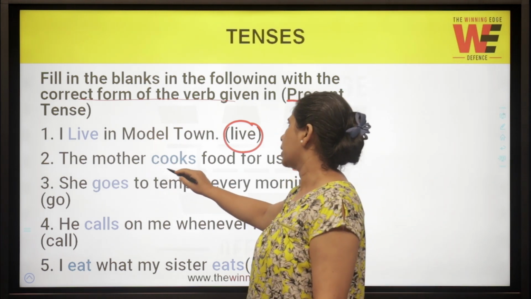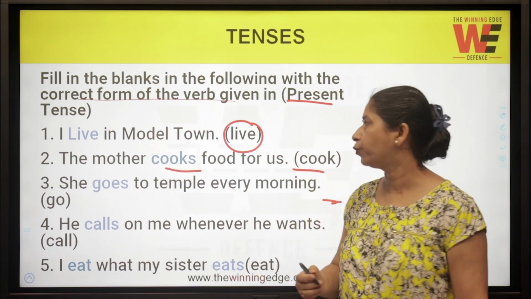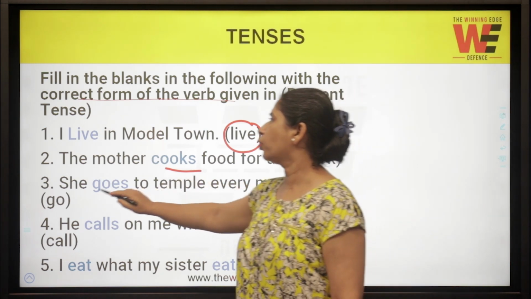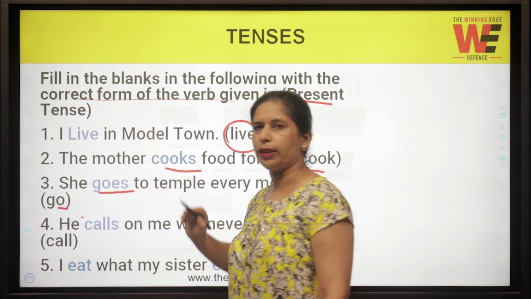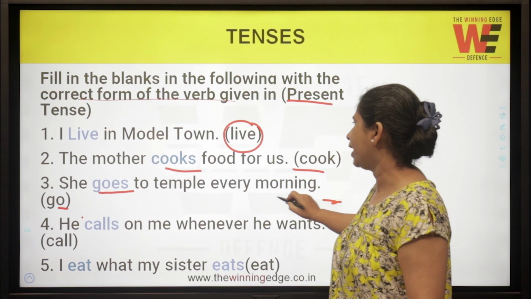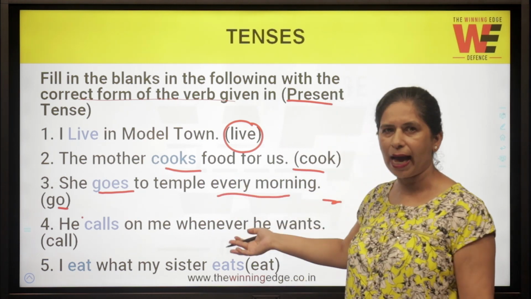The mother cooks. यहाँ पे क्या हो जाएगा? The mother cooks food for us. She go का क्या हो जाएगा? She goes to the temple. She goes to the temple every morning. So this is a habitual action.